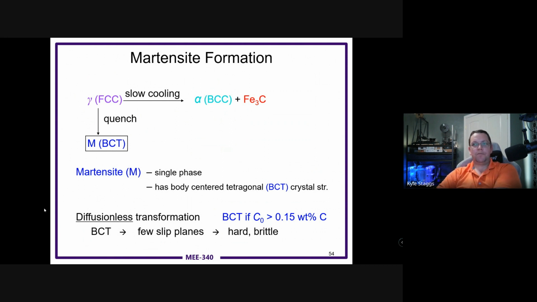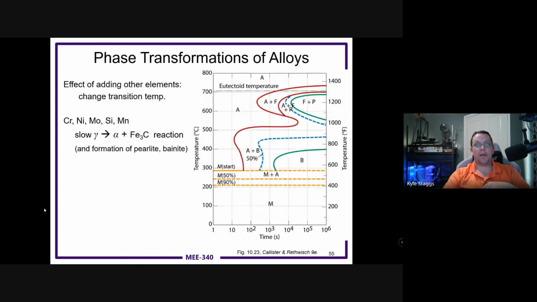So yeah, this particular body-centered tetragonal is going to be a lot harder and brittle, which is important. So the tempering is the step that brings you back to having some body-centered cubic ferrite in the overall phase. And this is an important aspect of getting a material that has a hard edge, but is not going to be as brittle. So it's kind of a compromise of those properties.